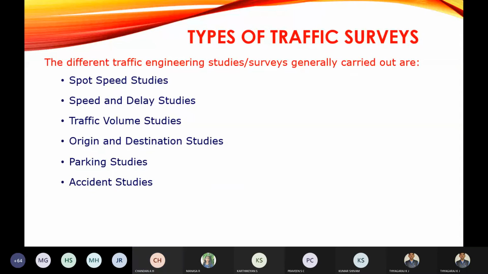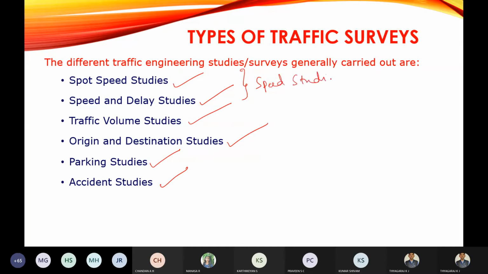Next, types of traffic studies. In the exam, they may ask for 2 marks, so you should be very careful while answering this one. Types of traffic surveys or traffic studies: the traffic engineering studies or surveys are generally carried out. What are the various types of surveys? One is spot speed study, speed and delay studies, traffic volume study, origin and destination study, parking studies, and accident studies. As the name indicates, these two belong to speed studies.